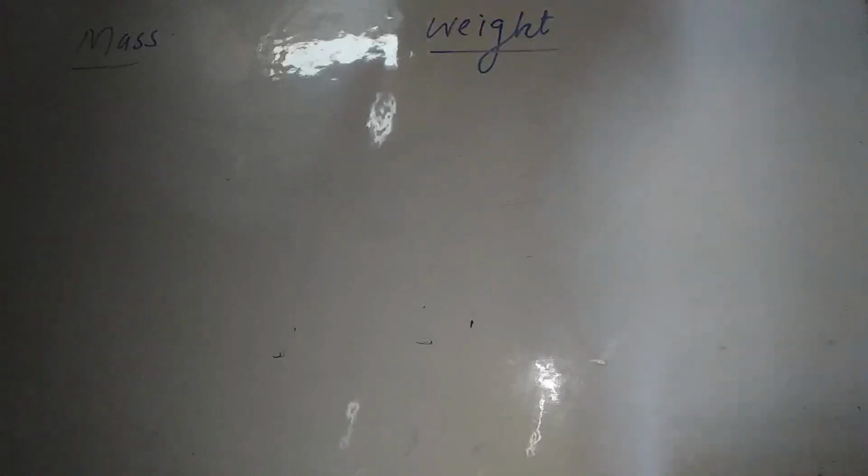We are studying the chapter gravitation, and in this video we will study the difference between mass and weight. So let's recall the previous chapter: mass is the measure of inertia, and hence it's also known as inertial mass. The mass of a body is defined as the quantity of matter contained in the body.